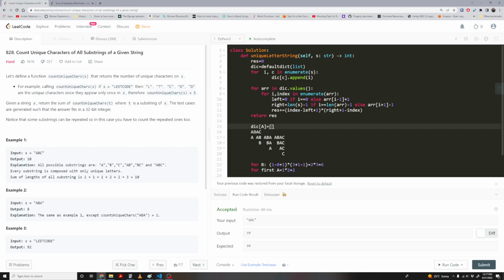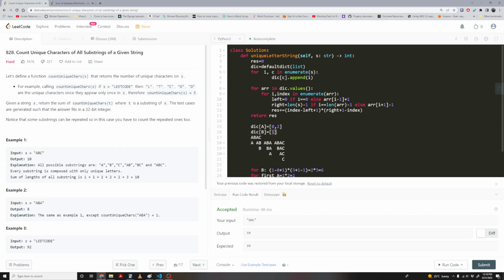Dic A is going to be equal to 0 and 2, and dic of B is equal to just 1. So here, when we make these, we know, then we can say, okay, for each of them, what's the left boundary and the right boundary. For example, here we have two a's: one is at index 0, one is at index 2. Here we have one b, at index 1.